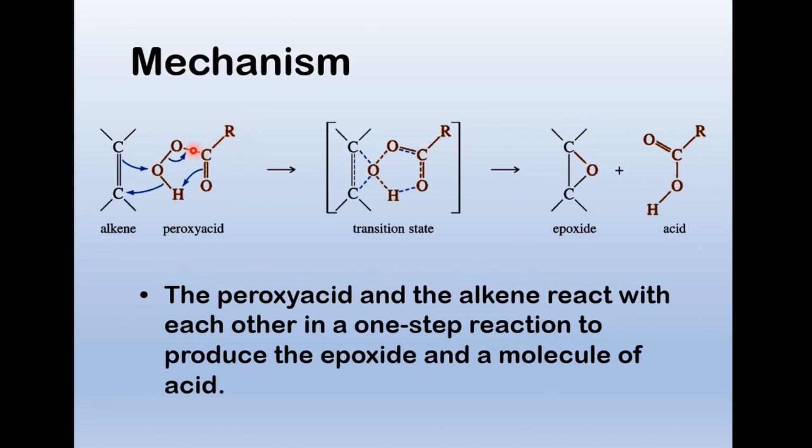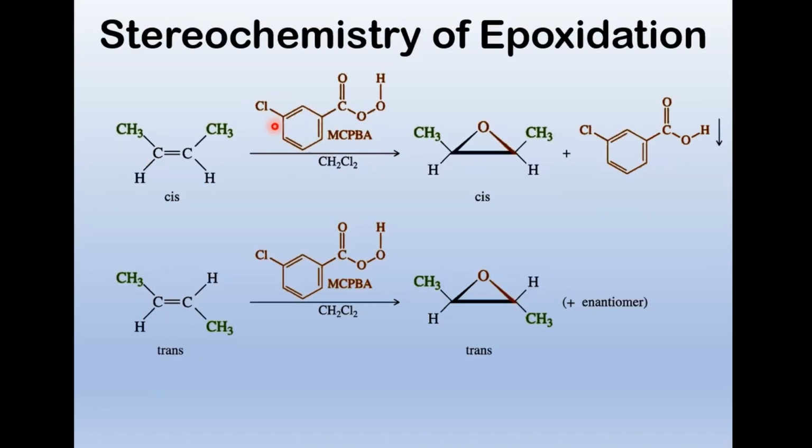So here's a carboxylic acid that has one extra oxygen, so we call it a peroxyacid. These electrons grab that oxygen, those electrons jump down, and we get this weird transition state. That goes away, this pops back off, and we get our carboxylic acid back, and we produce the epoxide and a molecule of acid. So here's our metachloroperoxybenzoic acid.